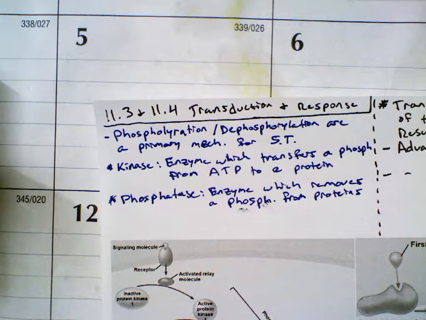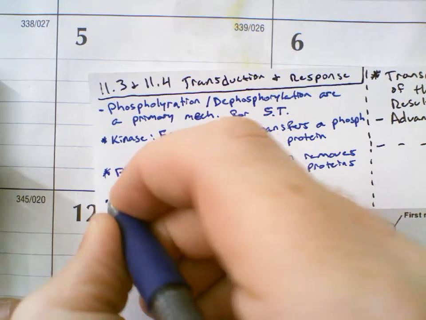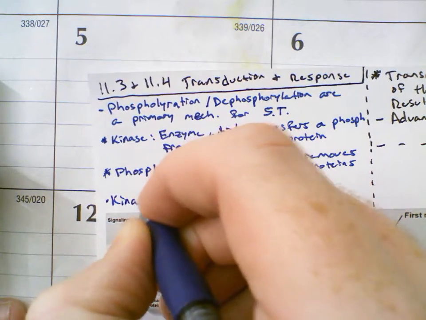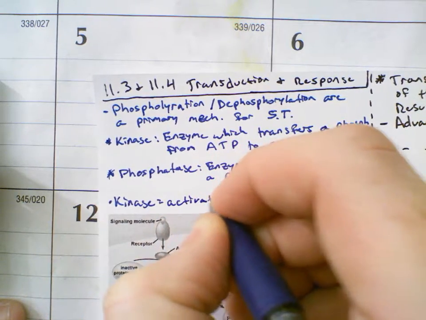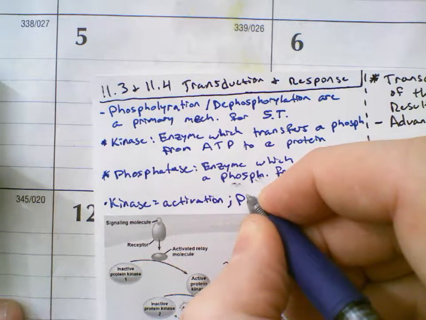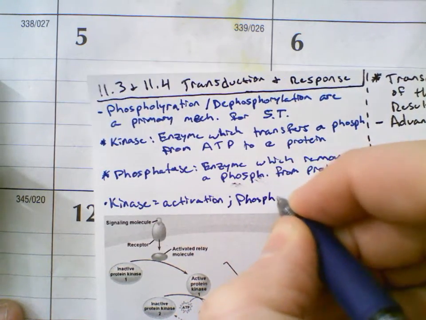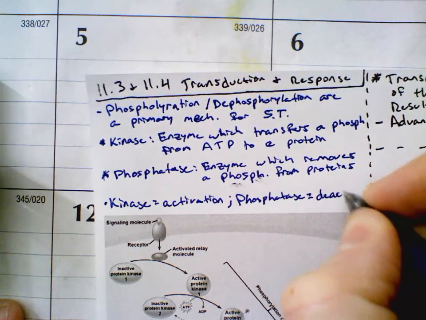Okay. And one of the things that we see is that if you phosphorylate a protein, it tends to activate it. If you dephosphorylate a protein, it tends to deactivate it. And that's where these phosphorylation cascades are going to come in. So kinase equals activation. Whereas phosphatase equals deactivation.